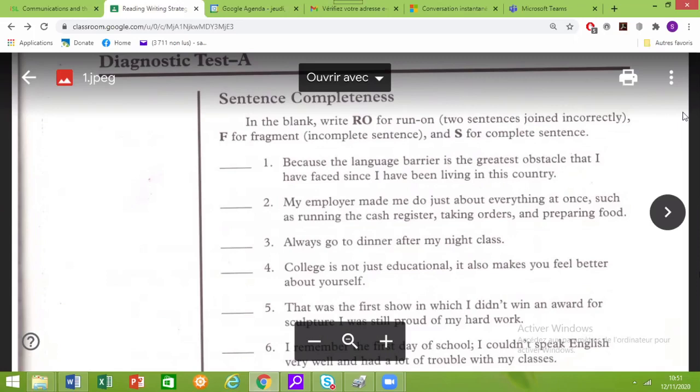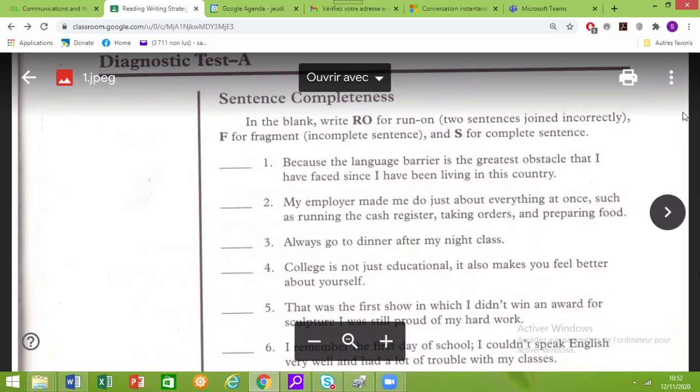I start with the first. Okay, do you understand first what's a run-on? Yes, 2 sentences joined incorrectly. I want you to paraphrase, to use your own words. What does it mean, joined incorrectly? Means that, for example, without links, the linkers are... Very good. Without punctuation, without any punctuation.